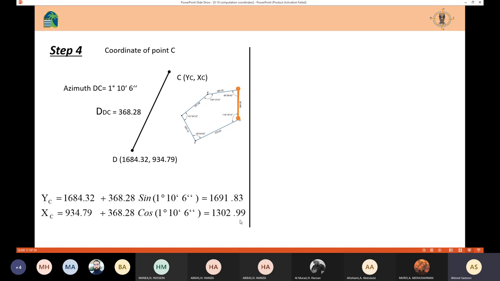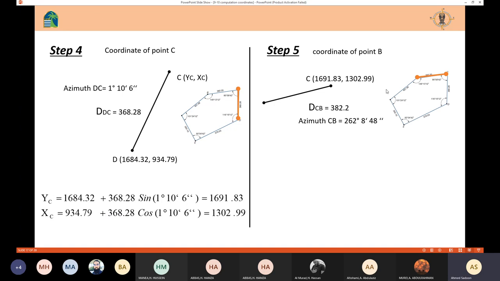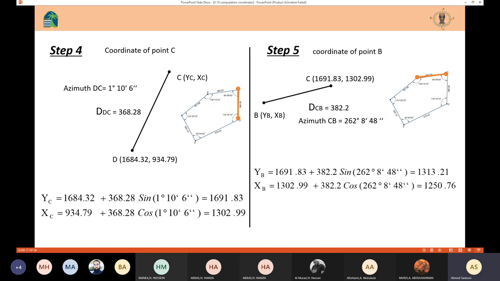And here the values for XC. Similarly, I'm going to move to the point B. Here we need to determine the coordinate of the point B. So in order to do that, I need to know the coordinate of the point C, which we determine from the previous step here. And here is the distance between the two points, and here the azimuth for the line CB. Now I'm going to apply the formula of the coordinate of a point.